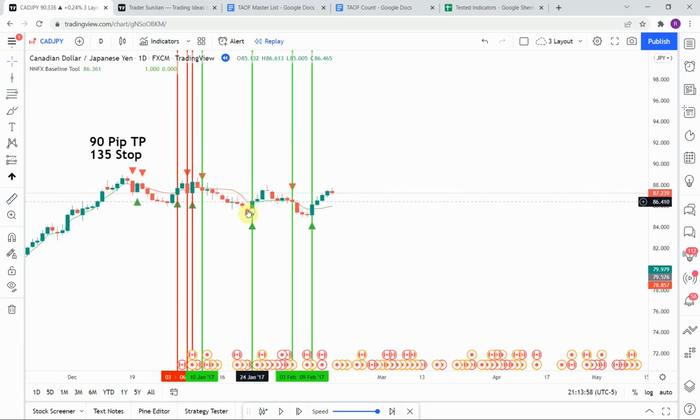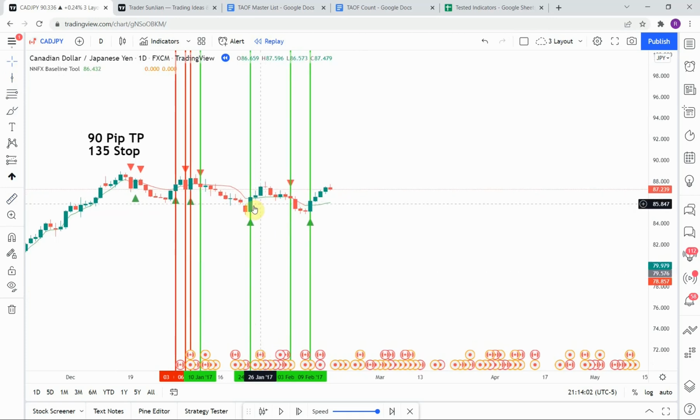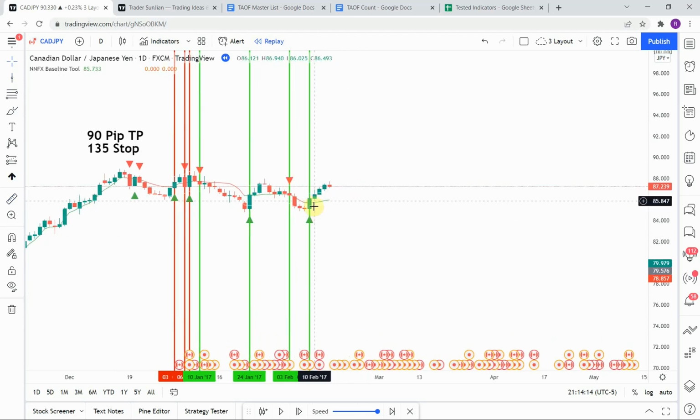All right, then we pick up a long right here on this one. We get a nice push to the upside, getting us to take profit. Then it flips to the short side right here. Once again, nice little push downward. That one also gets us to take profit. As we flip to the long side on this one here, again, nice push to the upside and take profit once again. So definitely not counting this one out yet.